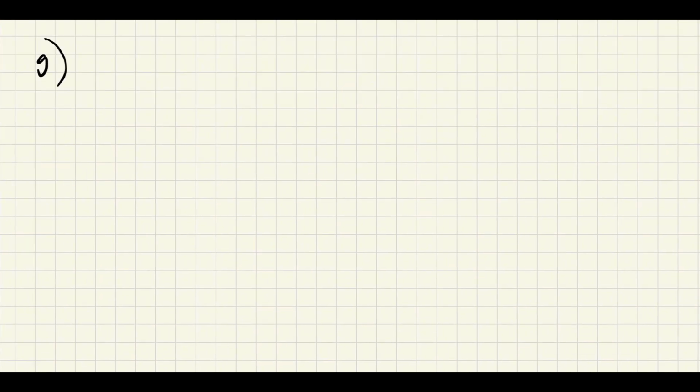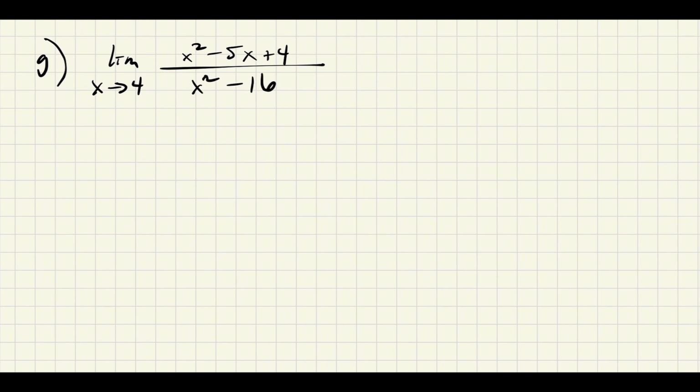So the last one is F, so let's call this one G. All right, let's see here. The limit as x approaches 4 of x squared minus 5x plus 4 over x squared minus 16. Okay, so do that one.